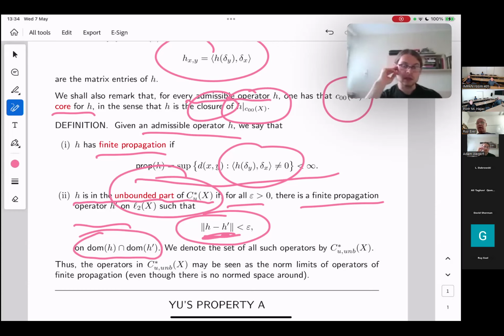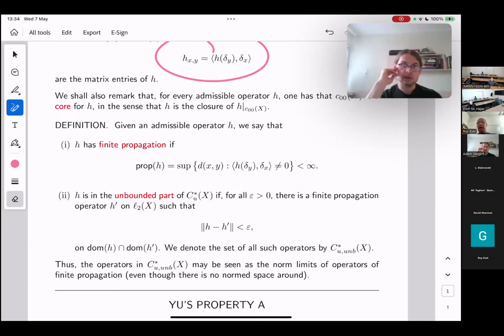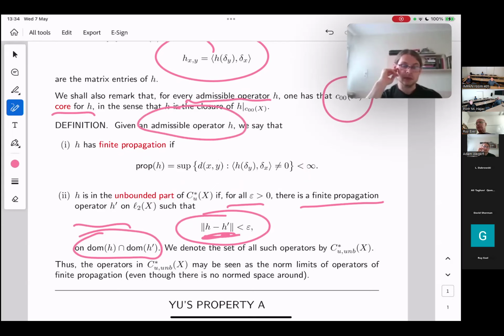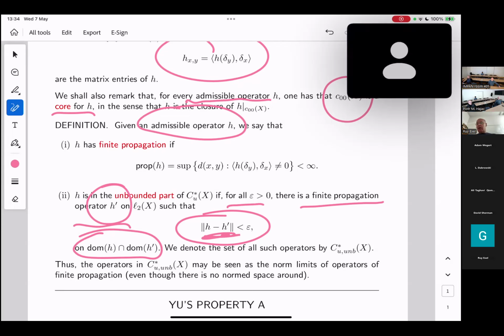Yes, because this definition here is being applied only to admissible operators. So H is supposed to have C00 in its domain, and the H prime, which pops up in here, is assumed to be a finite propagation operator. So it's part of the definition that it has C00 in the domain. Okay. All right. So the set of all such operators we call C star U unbounded of X.